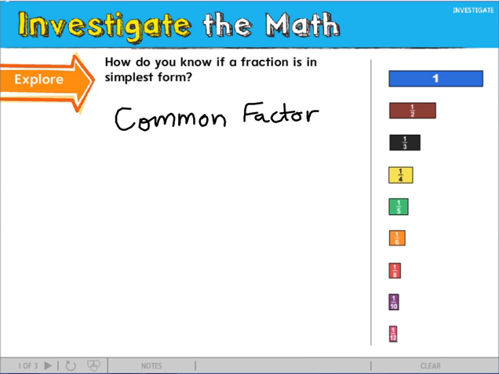So, for example, 1/3. The factors of 1 are 1, and the factors of 3 are 1 and 3. When the only common factor is 1, you're done. You guys understand that? Okay.